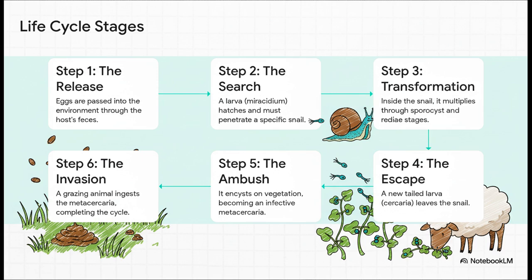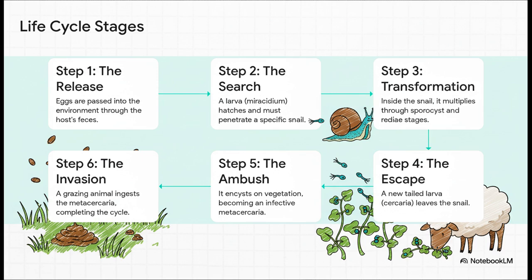Steps 3 and 4 are the transformation and the escape. Inside that snail, the larva basically clones itself, multiplying into thousands of new larvae, which then bust out of the snail and swim back into the water. Step 5 is the ambush. These little swimmers attach themselves to plants, like blades of grass, and form a tough little cyst. This is the infective stage, just waiting. And finally, step 6, the invasion.